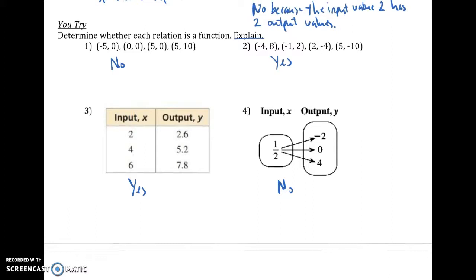So check your answers. I didn't write my explanations here because your explanations can vary, and we can talk about that at some point in class. But it should be no, yes, yes, and no. So you'll see here what repeated? The 5s. And number 4, there's only one input value. So 1/2 is being super greedy and going to 3 different y values, so that's a no. Okay?